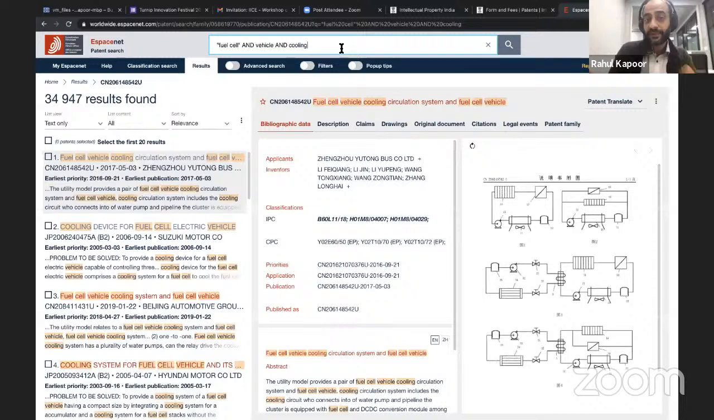You can add more keywords if you have more specificities in your invention. Feel free to add more. But what I want to show you is one more thing, how you can broaden this. I was telling you about cooling, heat transfer, and so on.